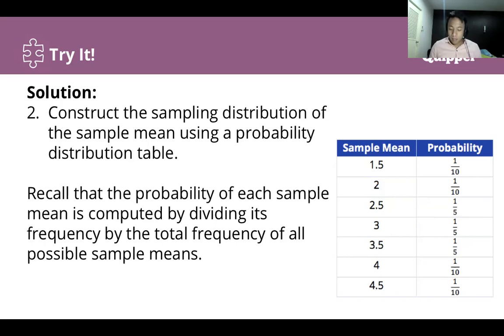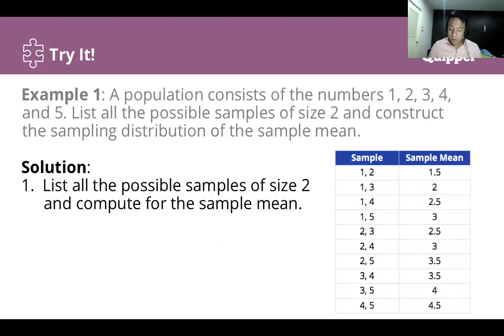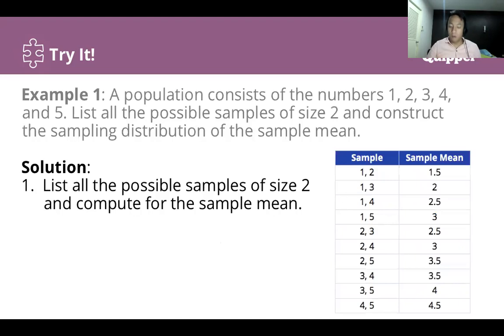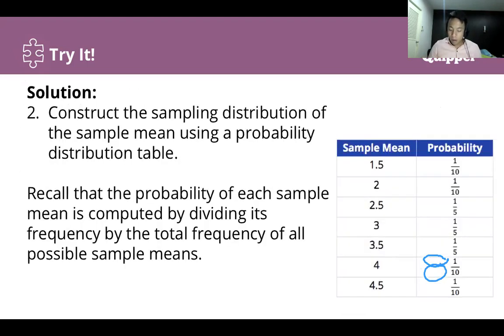Correct? So how many 3? Sige, para makita natin lahat. 3, we have two 3s. Okay? That's why we also have 1 over 5. 3.5, well, ilang 3.5 yun nandoon? We have 1 and then 2. Two 3.5. So therefore, we have 1 over 5 also. Ilan yung 4? You only have one 4 and one 4.5.